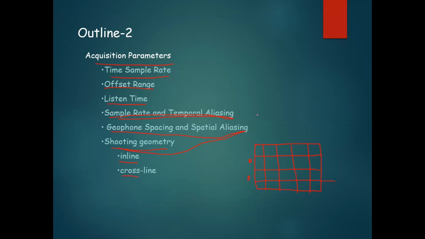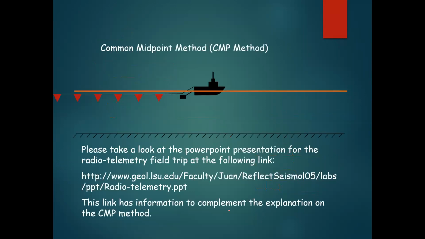Now suppose I want to do only a 2D survey, so I just have to get only one line, and there will be a source here, okay? And there will be multiple geophones here, okay? So that's the thing. Now we'll be talking about the common midpoint method, or common depth point method.